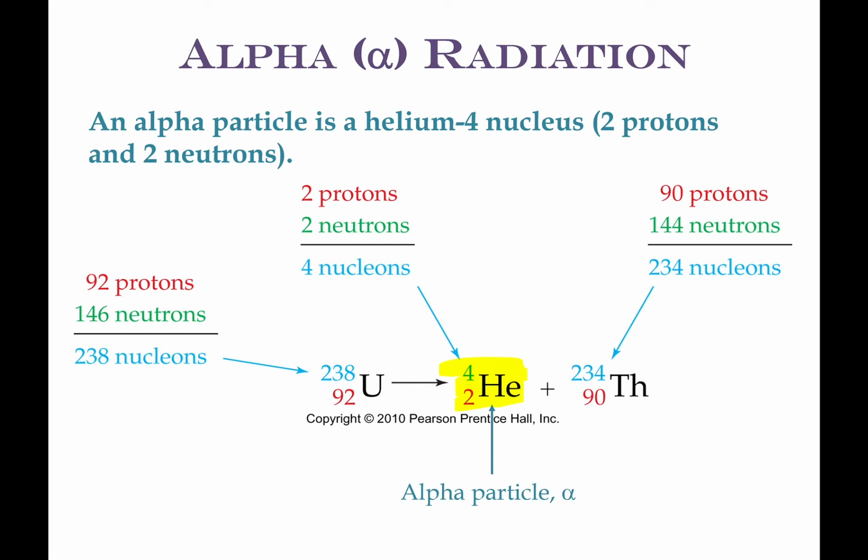So when uranium-238 decays, it's going to lose 4, a mass number of 4, to become 234. 92 minus 2 gets to 90, which is thorium. So we look this up on the periodic table, and that's going to give you that value.